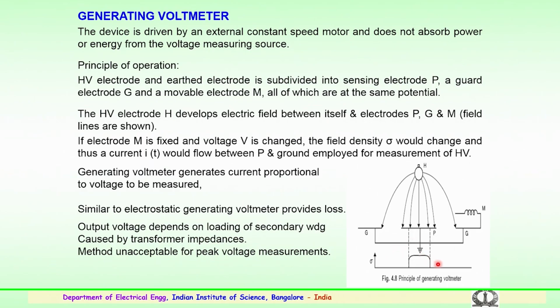So, this has to be kept in consideration. Similar to the electrostatic voltmeter, the generating voltmeter also has losses. Output voltage again depends on the loading of the secondary winding, which is caused by the transformer impedances. So it depends on the type of transformer which is employed, and this method cannot be used for peak voltage measurements.